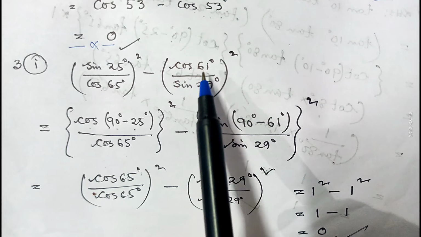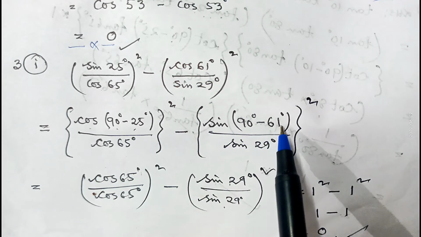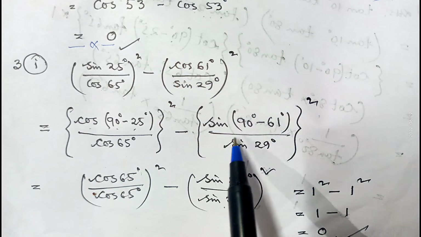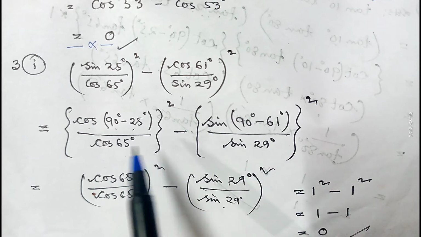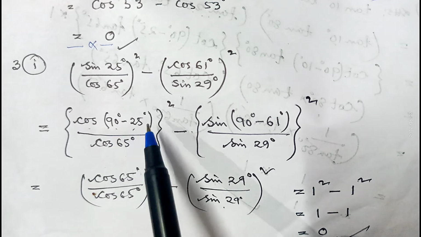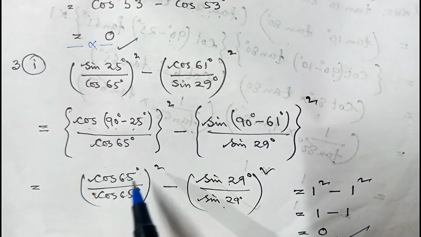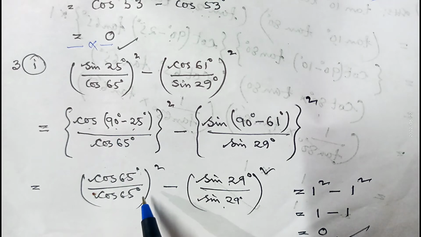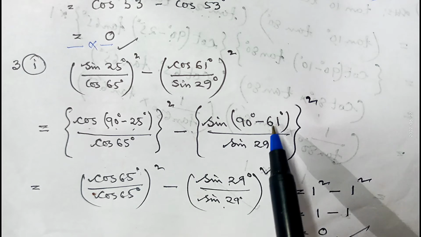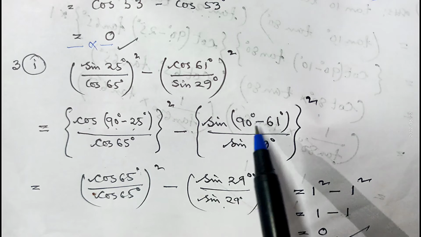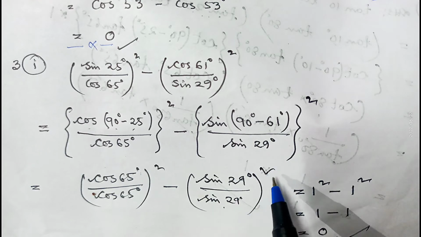here cos 61. Cos theta is sine of 90 minus theta. So cos 61 will be sine of 90 minus 61 divided by sine of 29. Now cos of 90 minus 25 is 65, so cos 65 degree by cos 65, whole square, minus sine of 90 minus 61 is 29, so sine 29 by sine 29, whole square.